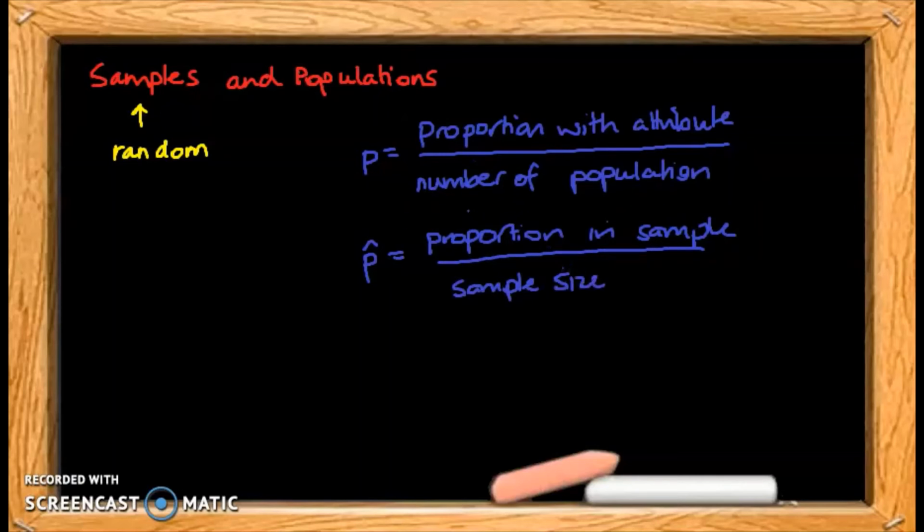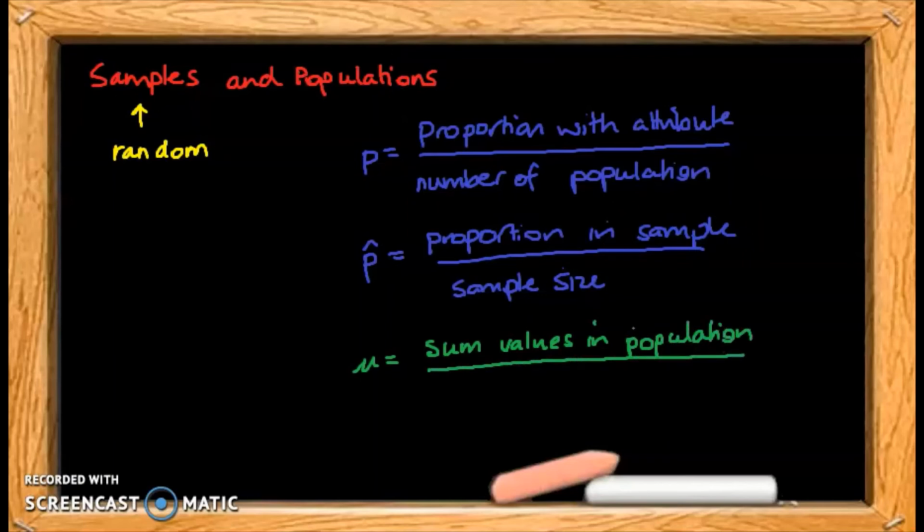As well as worrying about the proportions, there might also be numerical values that we consider. And the numerical values, our letter mu, is the sum of values in the population divided by the number of the population. And you'd be familiar with that as a mean that we use anyway. And the respective sample sum divided by the number, it's considered X bar. So that's the mean of the sample.